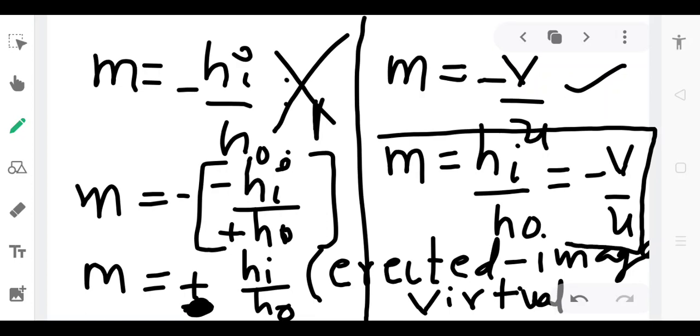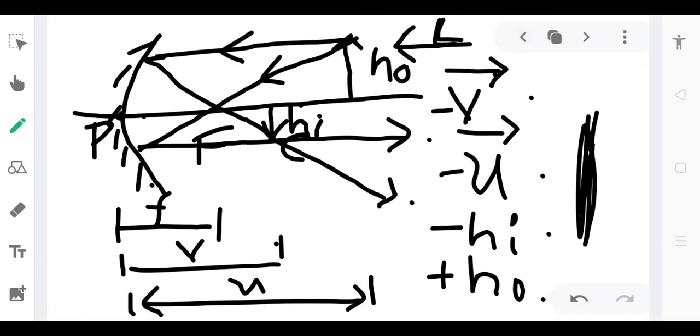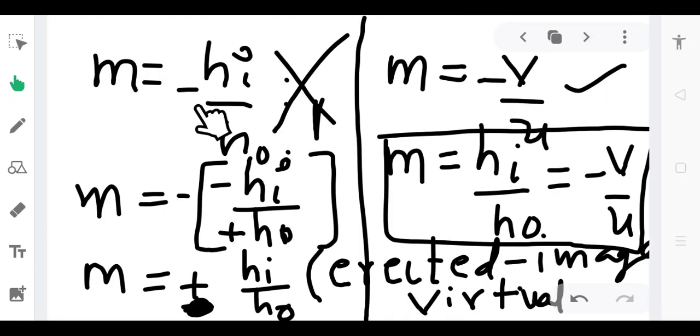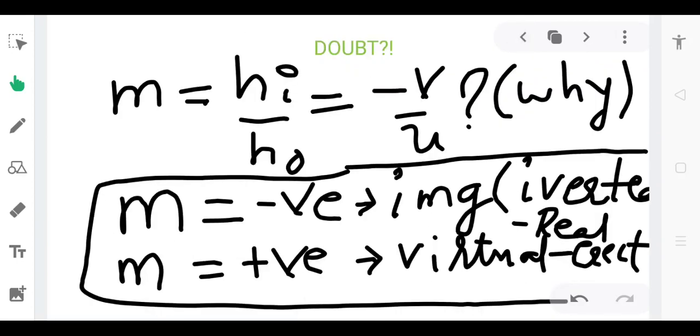You can check by using this formula. Consider any case, like the object beyond C, or move the object in between F and C. Draw the ray diagram, write the sign conventions from the diagram, and substitute them in the magnification formula. You will get the correct answer. Out of all these things, you have to remember one common thing: if M is negative, the image is inverted and real. If M is positive, the image will be virtual and erect.